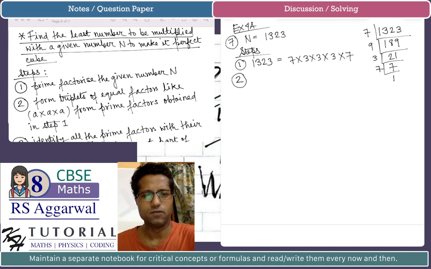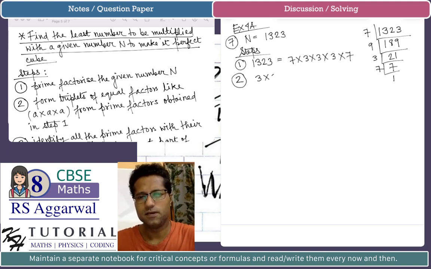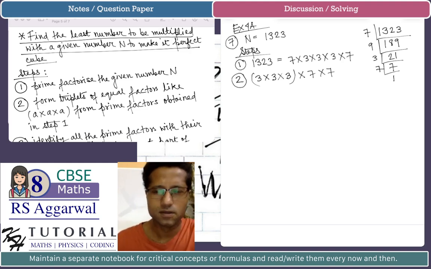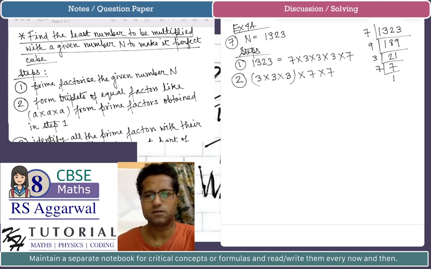Form triplets of equal factors like a multiplied by a multiplied by a from the prime factors obtained in step 1. In step 1 we have found the prime factors. Now we will form triplets. How? I can see there are three 3s, so the prime factor 3 is occurring 3 times. This is a triplet I have formed, and I can see two 7s are left. Only one triplet was formed. So this was step 2.